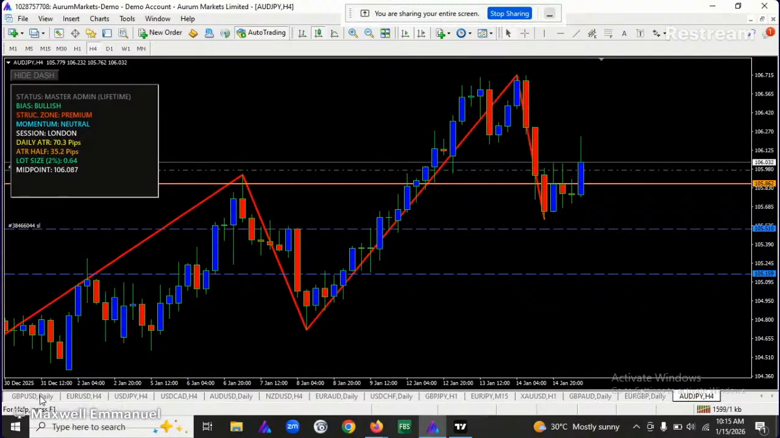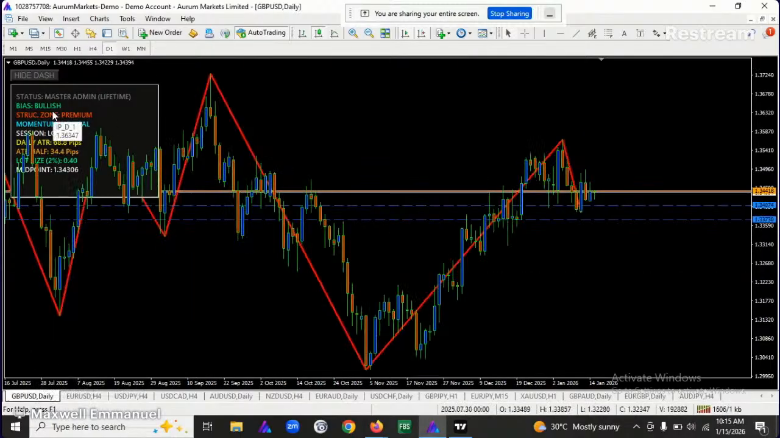So let's look at GBP USD, Euro USD. Like I told you, the bias here is bullish, but price is at premium. I'm waiting for a very clear signal to sell GBP USD. My bias for GBP USD is still bearish. So once this daily bias changes from bullish to bearish, I'm going to sell GBP USD. That is what I'm waiting for.